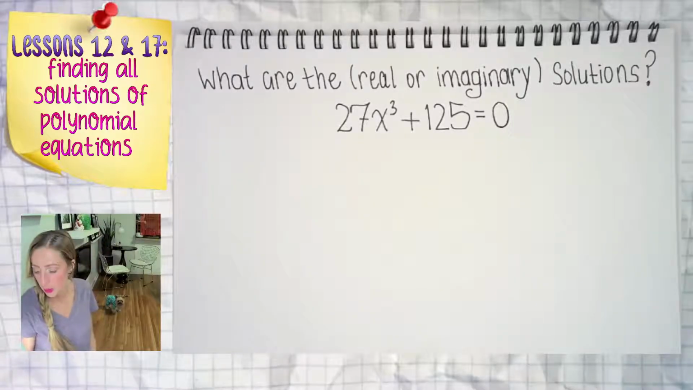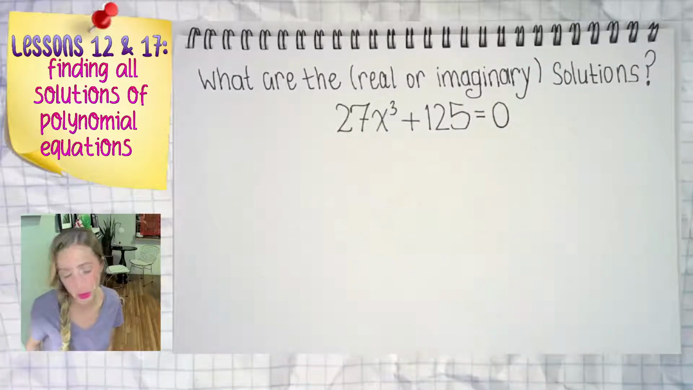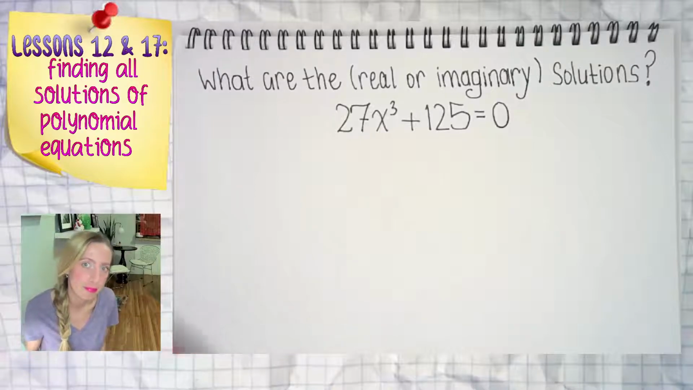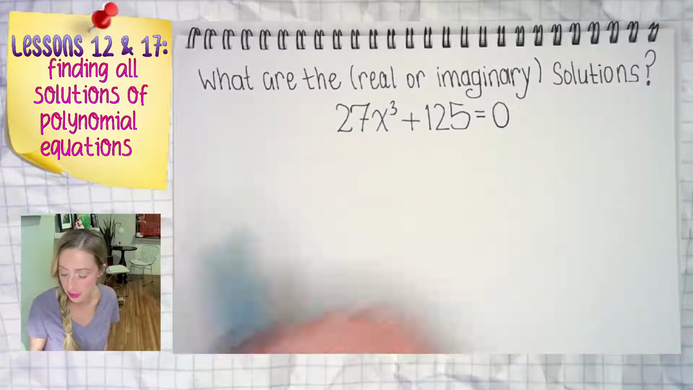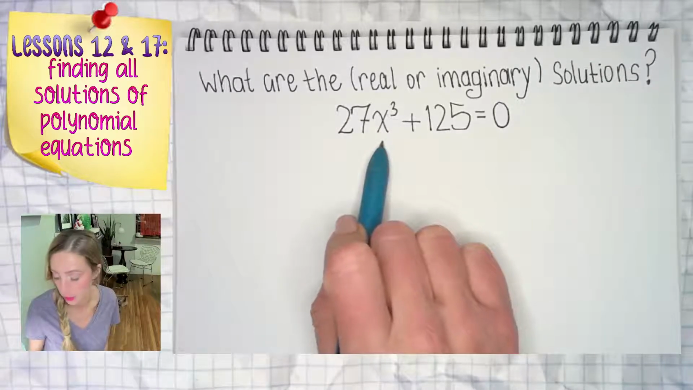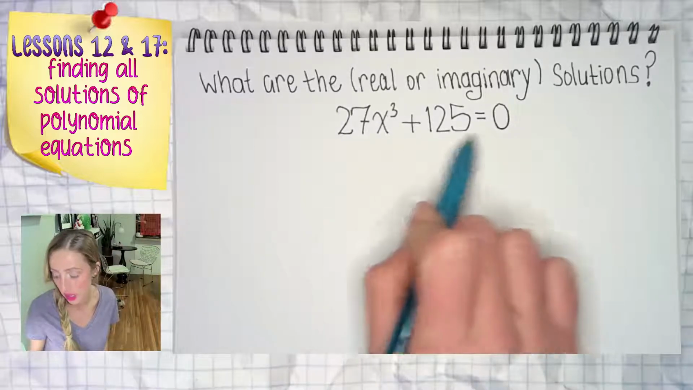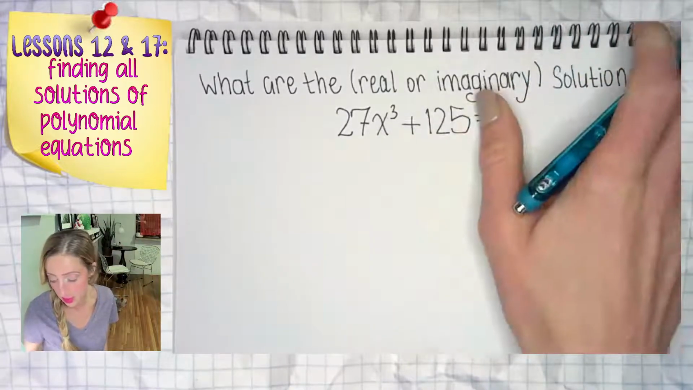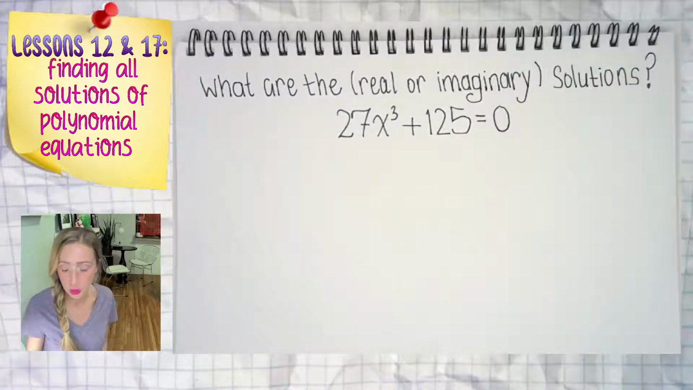In this example, we are going to find the real and/or imaginary solutions to this particular polynomial equation. If you've been pretty well prepared to deal with all types of factoring, you should recognize that this example here is the sum of two cubes. We have 27x to the third plus 125. In this, it's not just a polynomial expression, but it's actually a polynomial equation.